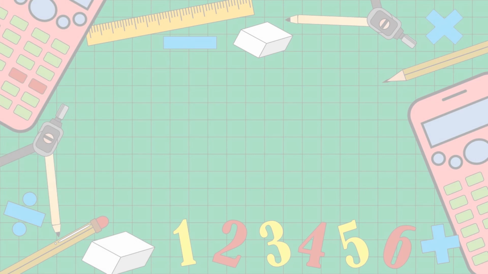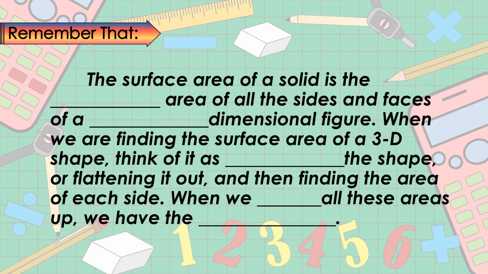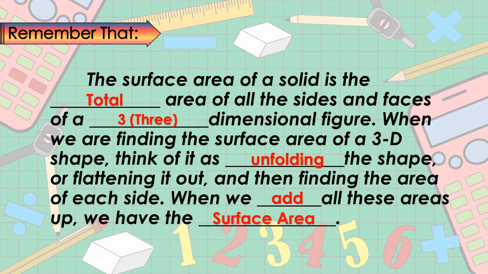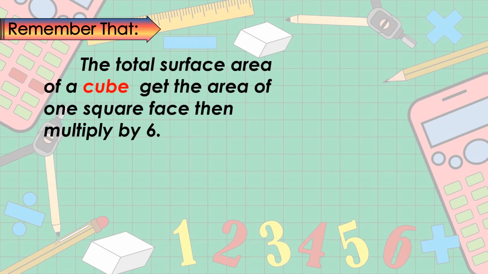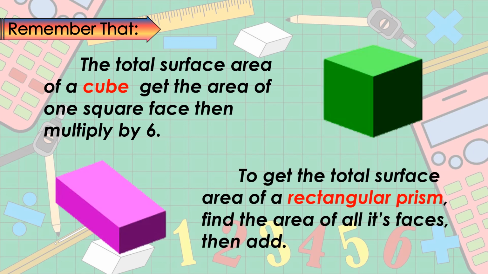Later on, I'm going to show the solution or the correct answer to those questions. But before that, what I want you to remember is that the surface area of a solid is the total area of all the sides and faces of a three-dimensional figure. When we are finding the surface area of a 3D shape, think of it as unfolding or flattening the shape and then finding the area of each side. When we add all these areas up, we have the surface area. Another thing we need to remember is that for the total surface area of a cube, you need to get the area of one square face, then multiply it by 6. For the rectangular prism, you find the area of all its faces, and then add.